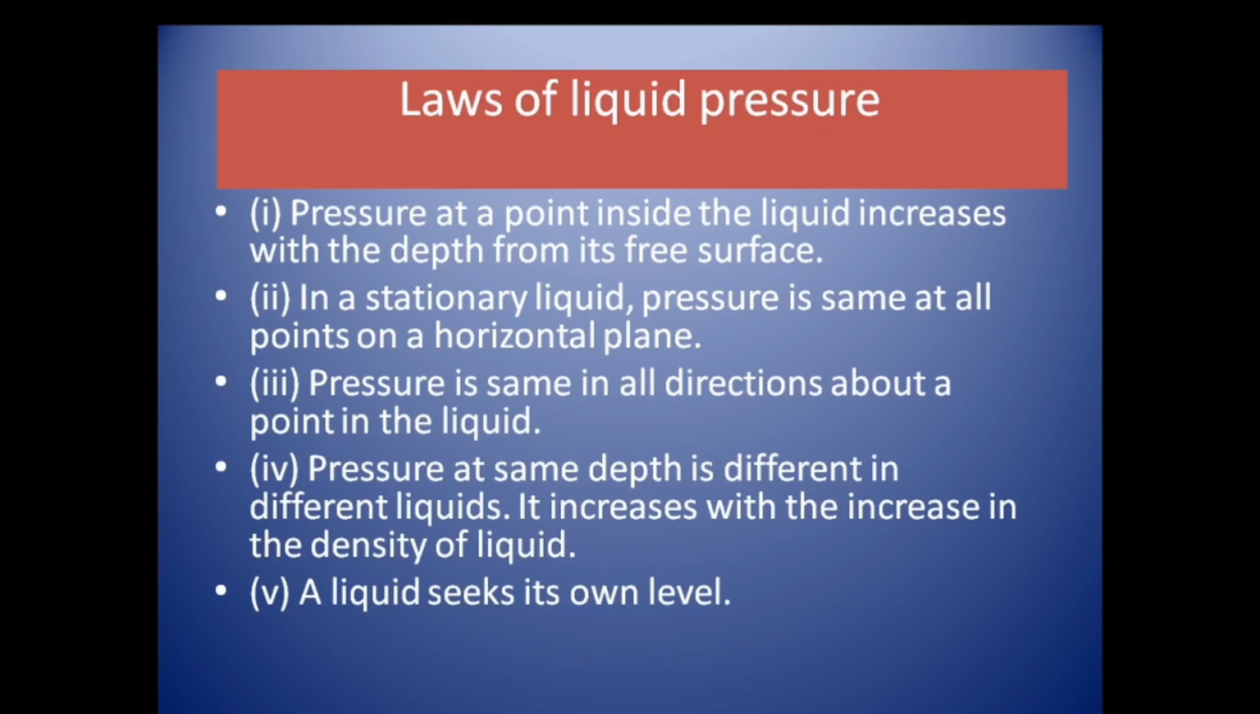Now what are the laws of liquid pressure? There are 5 laws of liquid pressure. First one is liquid pressure increases with depth. Second one is in a stationary liquid, pressure is the same at all the points on a horizontal plane. Third point is pressure is the same in all the directions about a point in a liquid. Fourth one is pressure at the same depth is different in different liquids. It increases with the increase in density of a liquid. And fifth point is liquid seeks its own level. So these are the 5 laws of liquid pressure.